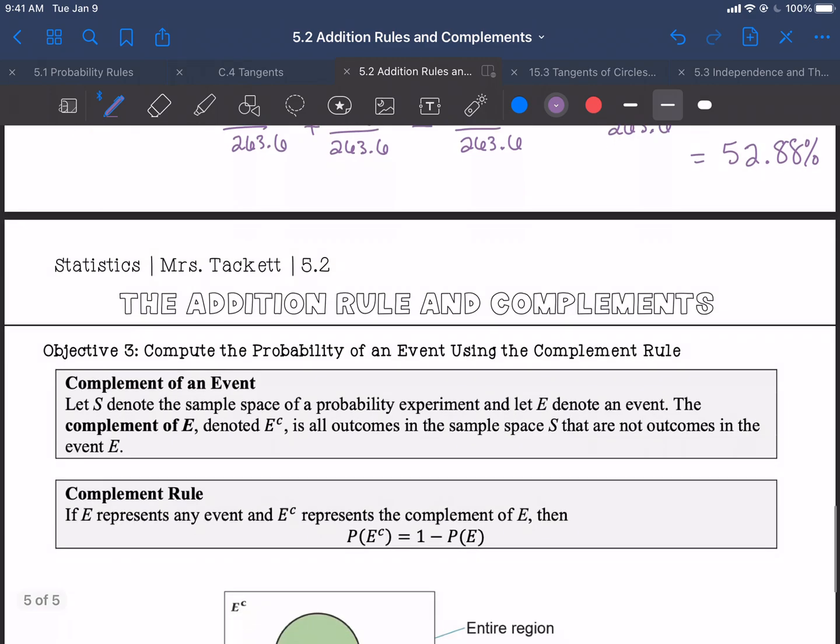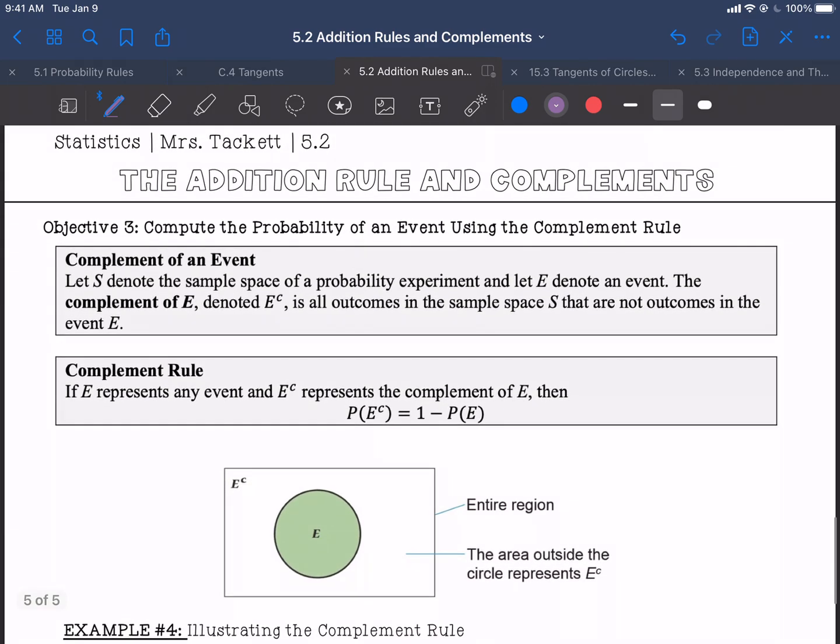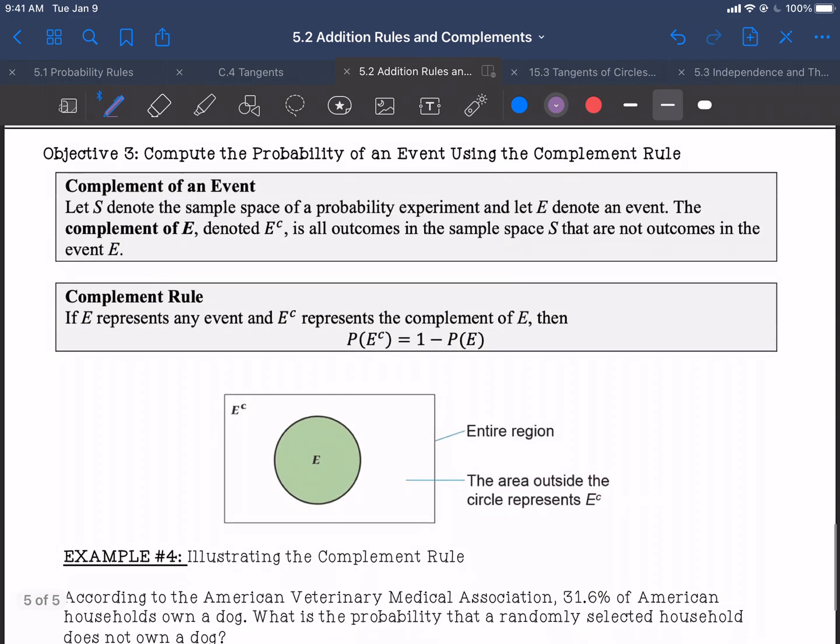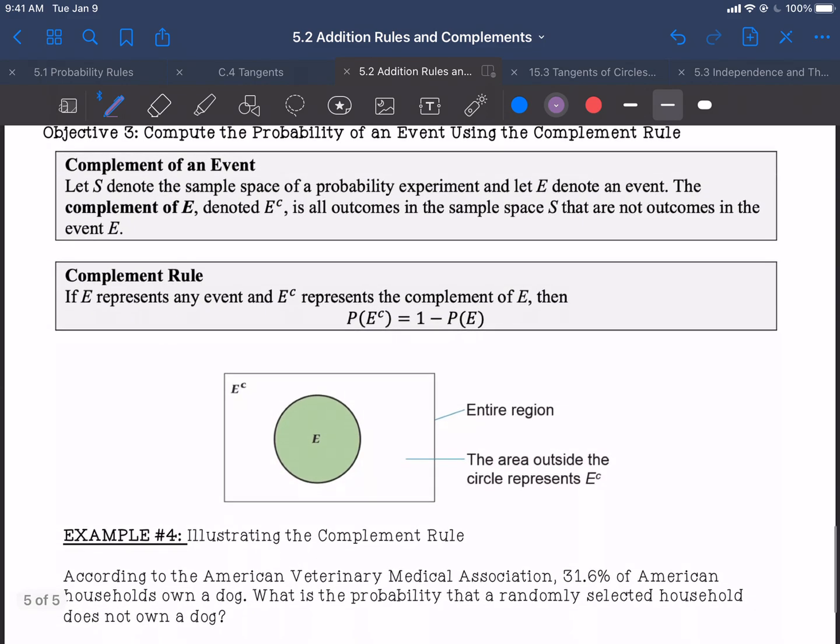And last bit here is the complement of an event. So if S is the sample space of a probability experiment and E denotes the event, the complement of E is all outcomes in the sample space that are not outcomes in the event. So you might see this E to the C, or sometimes you might see E complement with a little apostrophe. Okay. So your complement rule, if E represents any event and E to the C represents the complement of E, then the probability of E complement would be 1 minus the probability of the event happening.